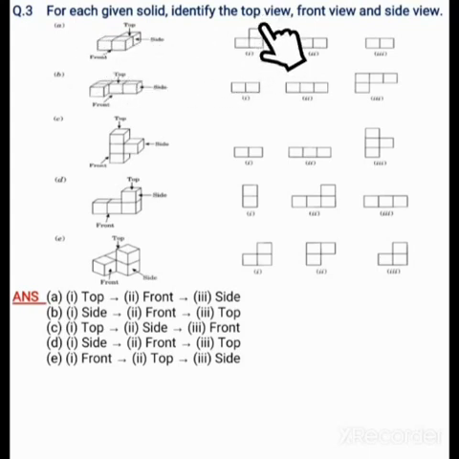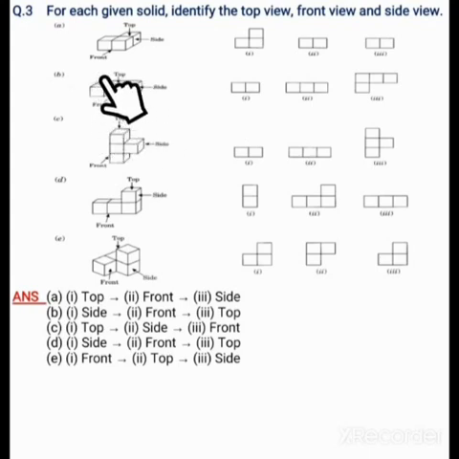This has 3 boxes. Now students see here, in front side 2 boxes, in side view 2 boxes, and in top side 3 boxes. So 1, 2, 3, this is the top view, and this one is the side view or front view, or you can use front view or side view, because 2 boxes are given and the same 2 boxes in front and side. Now come to the second picture.